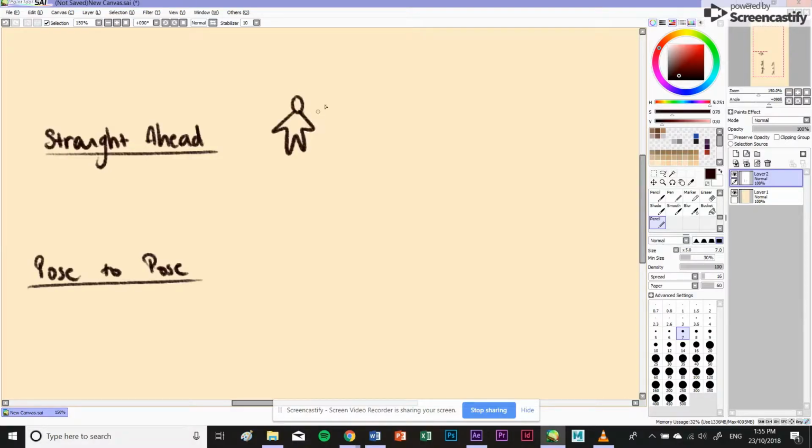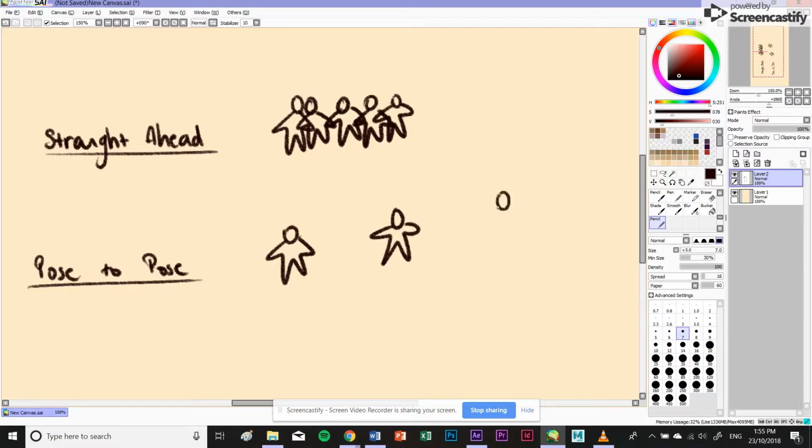The next principle is straight ahead and pose to pose. The straight ahead method starts with the first drawing and then goes to the second and then the third and so on until the end of a scene. The pose to pose method is where there are drawings at the beginning and end of each key pose throughout the scene. It is more planned out and therefore easier to control proportions and actions, but the spontaneity of the straight ahead method is lost.